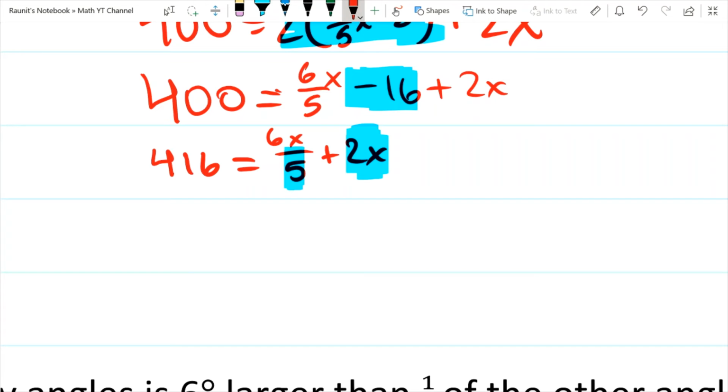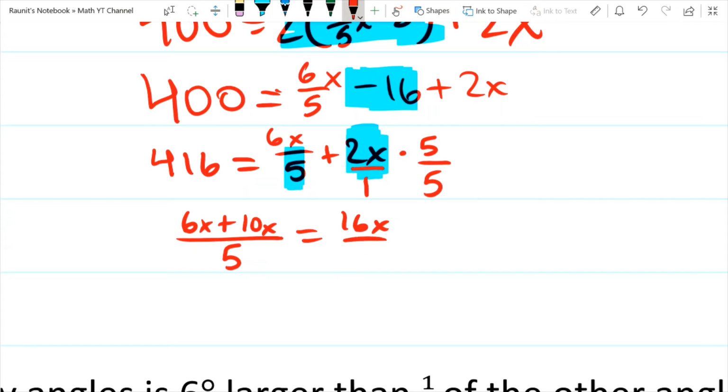Anyway, since we know that 5 is going to be the common denominator, we're just going to put 5 at the bottom, alright? And then we're going to have to multiply both the numerator and denominator with 5. That's because this is 2x over 1. So this side is going to remain the same. The 6x is going to remain the same. We're going to do the plus sign. And then 2x times 5 is 10x, which is equal to 16x over 5.